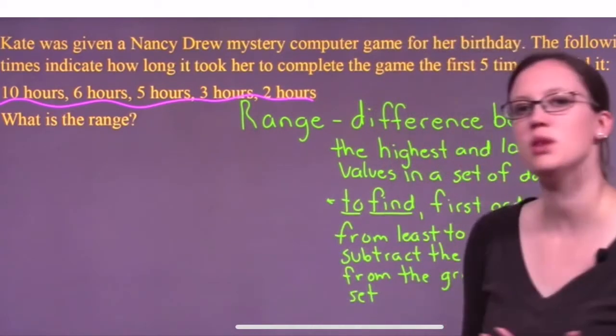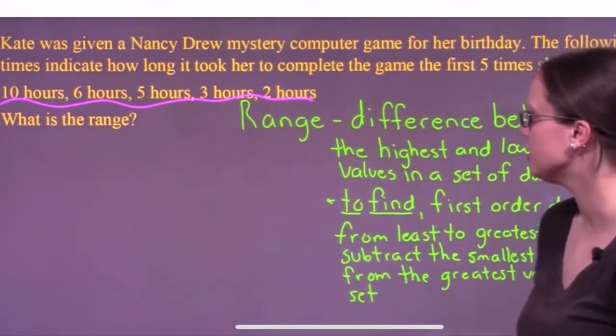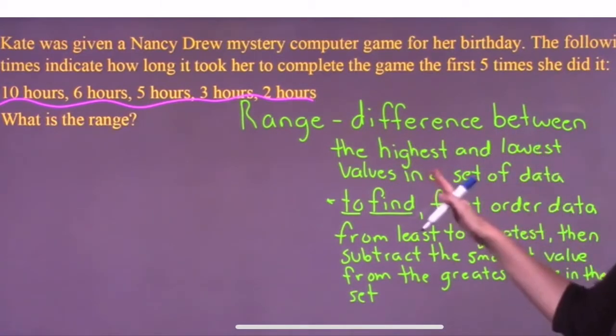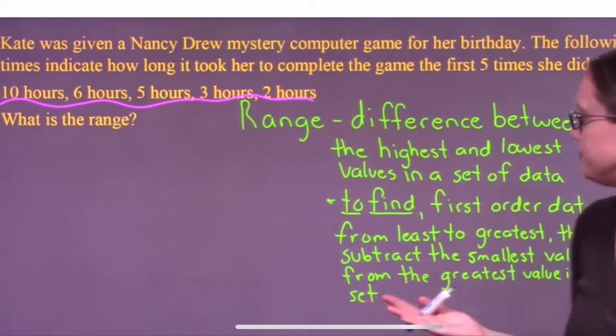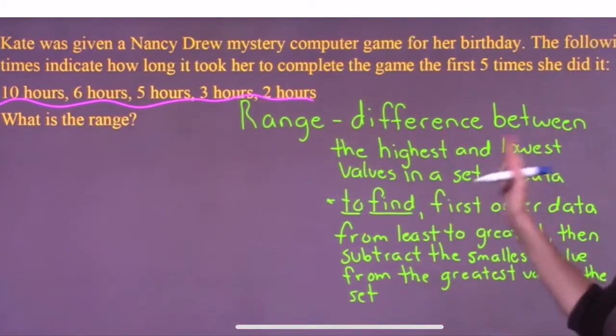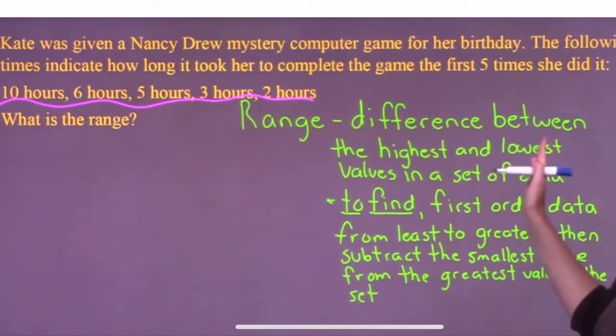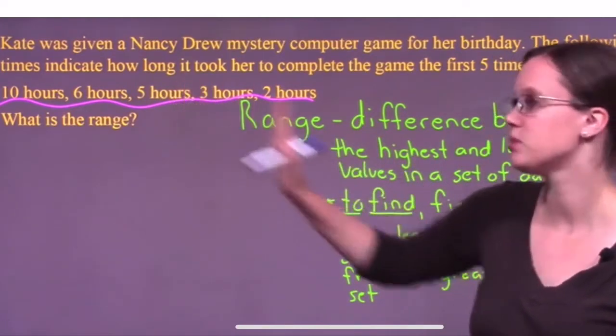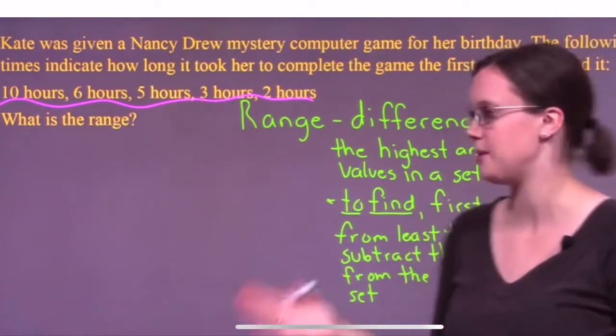Okay, so let's consider the definition of range first. So range is the difference between the highest and the lowest values in a set of data. Okay, so in this case, it's the difference between the highest and the lowest value, our value being our hours. Okay, so the time it took to complete this game.